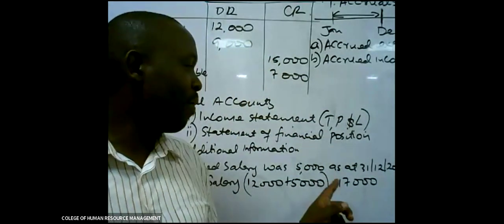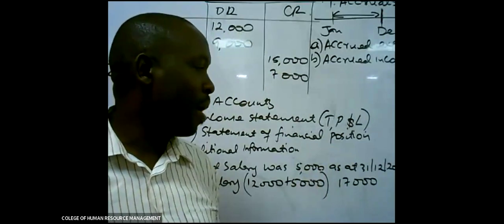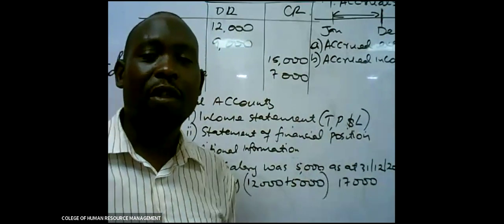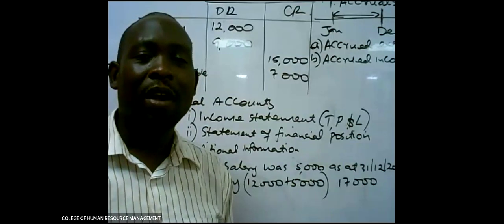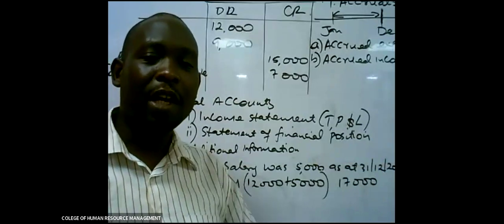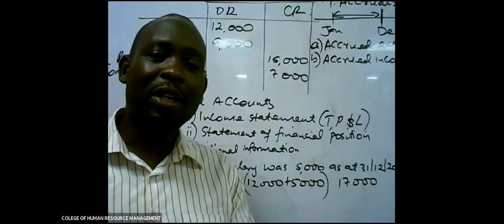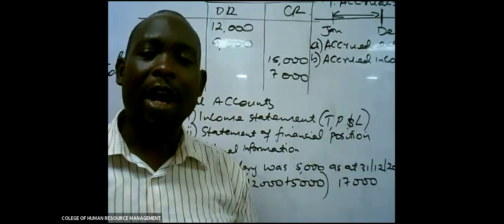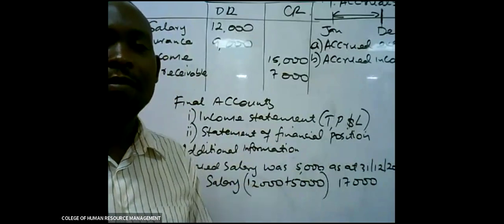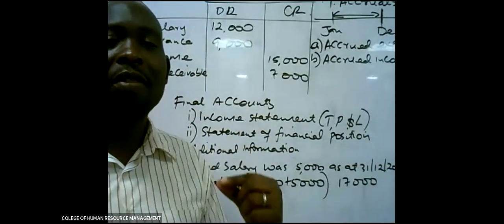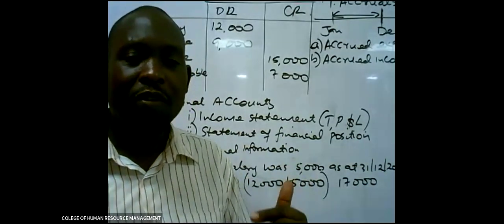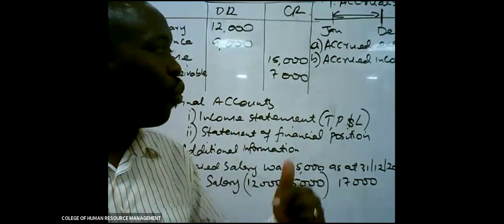Otherwise, this 5,000 not yet paid by the end of that year, if we treat it in the next financial year, then we are going to be lying to ourselves, because that money was not incurred in 2023. It was incurred in 2022. So it should be treated in the financial year where it occurred. And that is what the principle of accrual talks about. Expenses and revenues should be recorded in the financial year they occurred, not when the money is paid or received. So we add it.